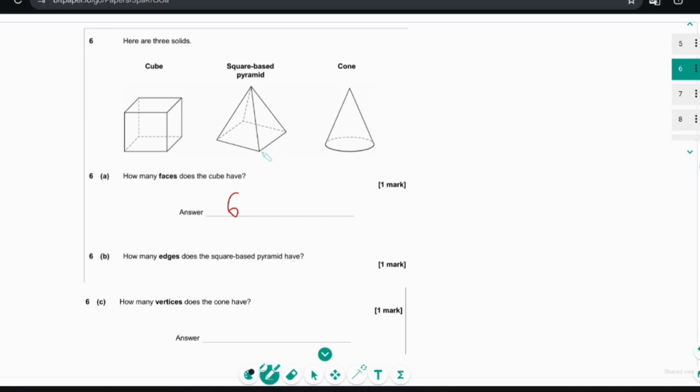How many edges does the square base pyramid have? Well, the edges join the corners or the vertices together. So you've got 1, 2, 3, 4, 5, 6, 7, 8. How many vertices does the cone have? Well, vertices are corners. You see it just has 1.